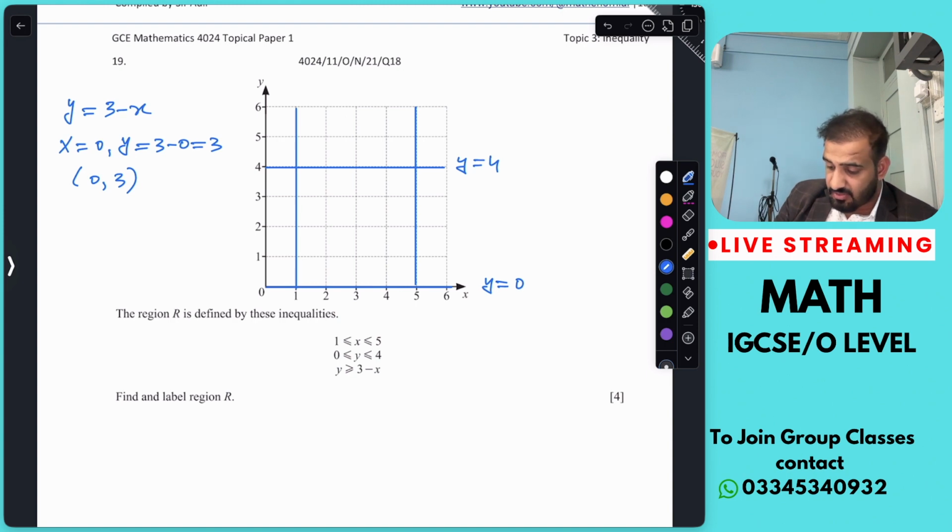Let's put x equal to 1. So y is equal to 3 minus 1. It is 2. So the second point is 1, comma 2. So where is 0, comma 3? This is my 0, comma 3. Where is 1, comma 2? This is my 1, comma 2. Now let's join these points with a line.